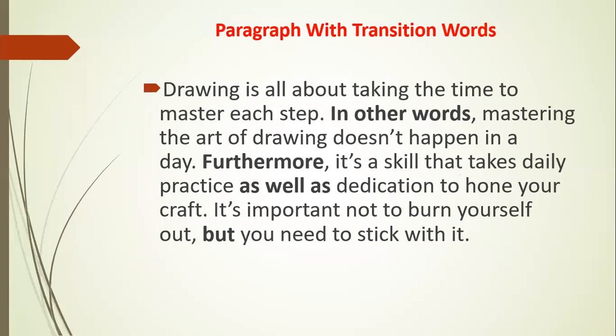Let's check. Here the second sentence has been started with "in other words," the third with "furthermore." Then we have used "as well as" in between. The better option would be to mark commas before and after "as well as." And before "but" we have marked a comma. The reason is that this is a coordinating conjunction, and before coordinating conjunctions a comma can be marked.